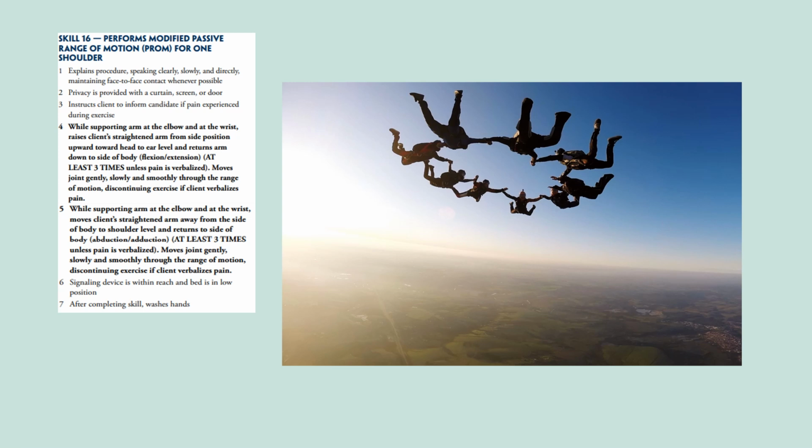Steps 4 and 5 are bolded critical element steps and provide important instruction on how to perform the exercise. Step 4 requires the arm be supported at the elbow and at the wrist. The candidate should hold under each joint. Step 4 requires the candidate demonstrate flexion and extension of the arm, raising the straight arm from the side position up toward the head to ear level 3 times, continually monitoring for signs of pain and discomfort.